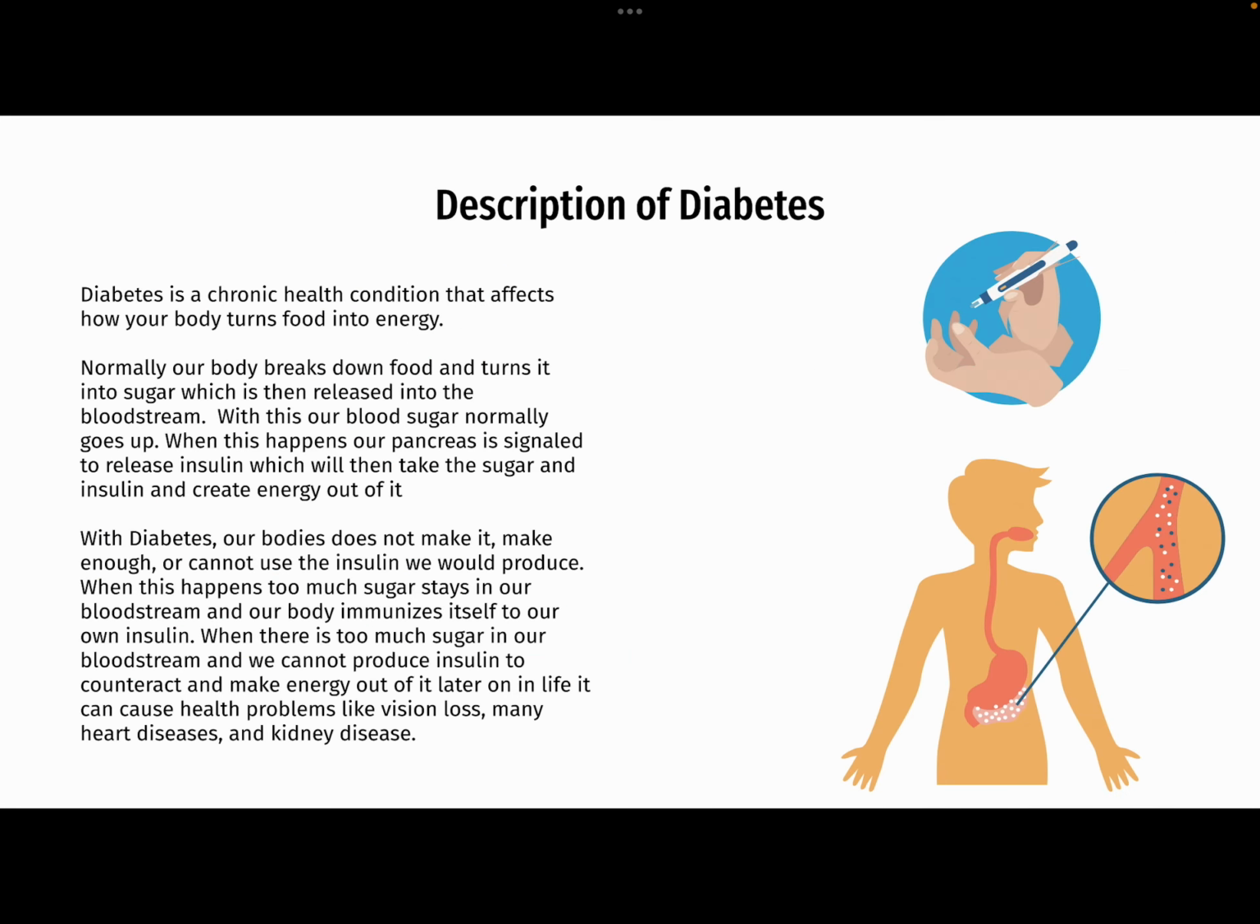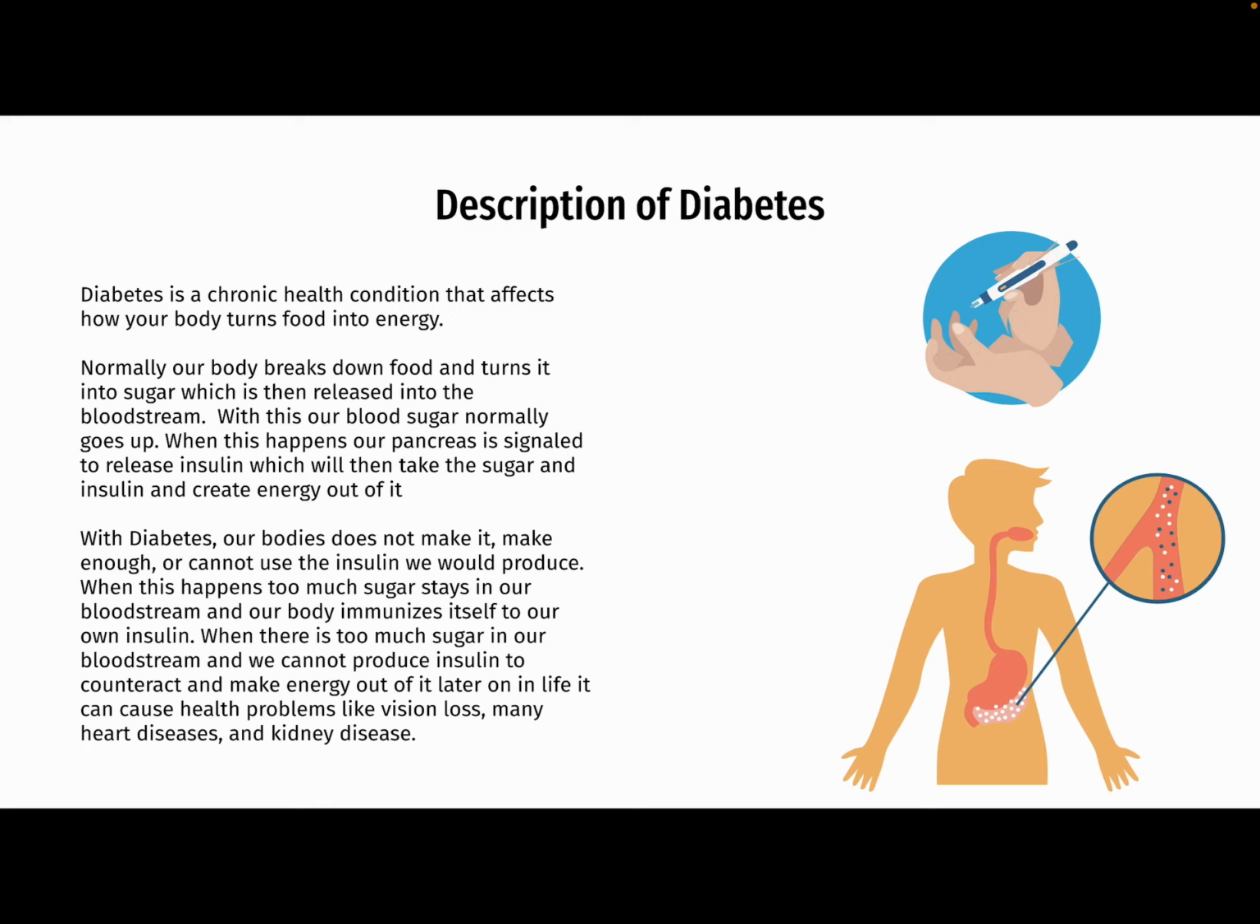Description of diabetes. Diabetes is a chronic health condition that affects how your body turns food into energy. Normally, our body breaks down food and turns it into sugar, which is then released into our bloodstream. After it's released into our bloodstream, our blood sugar normally goes up. When this happens, the pancreas is signaled and it releases insulin, which will then take the sugar and create energy out of it.